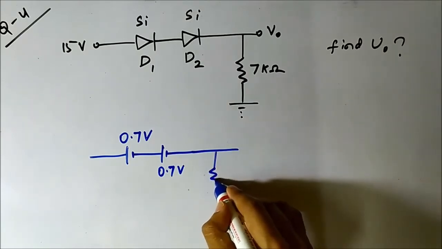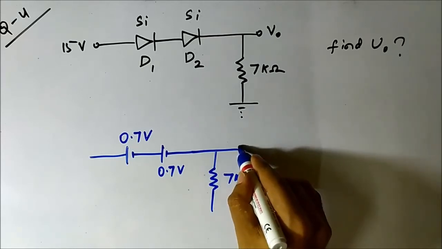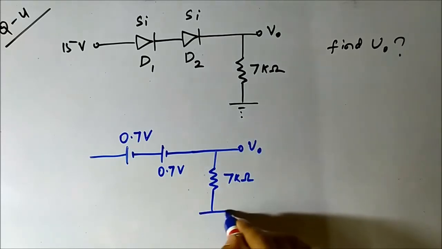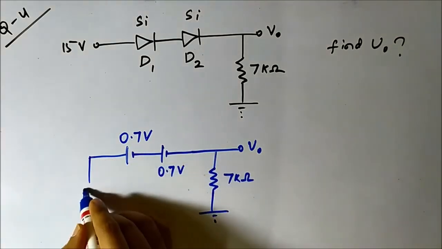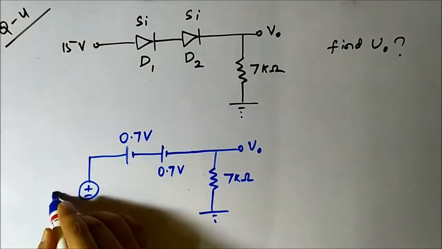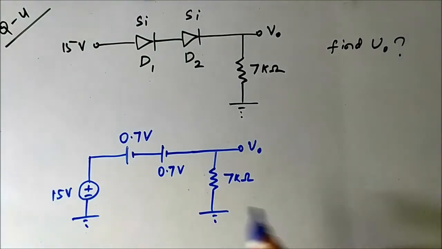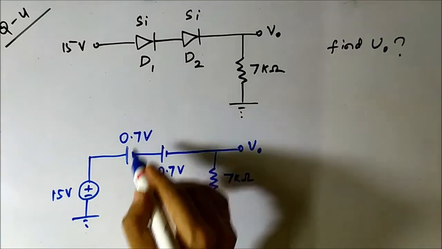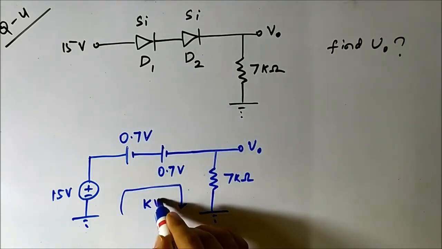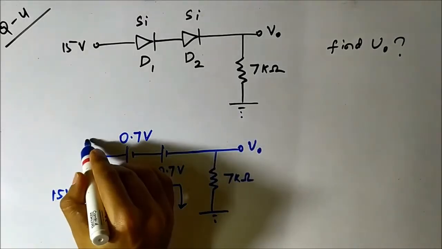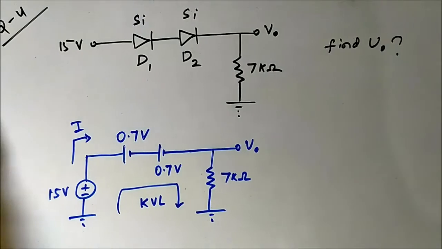And then the 7 kilo ohm resistor, this is the output, ground, and here we have 15 volt. Now we have to apply KVL here, and we'll find the current flowing through the two diodes.